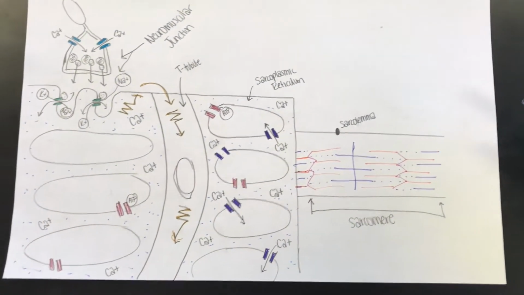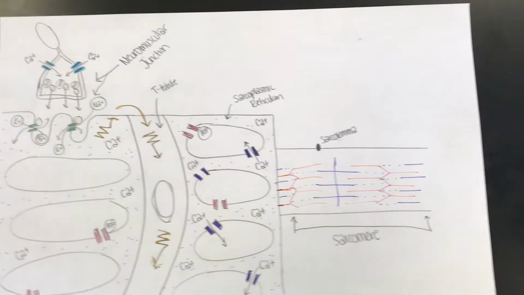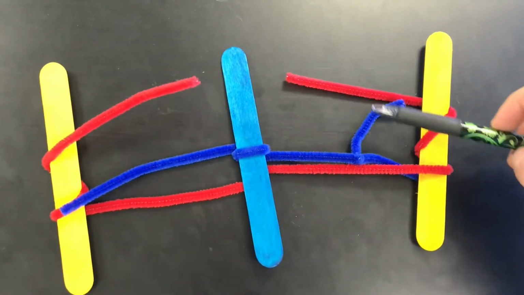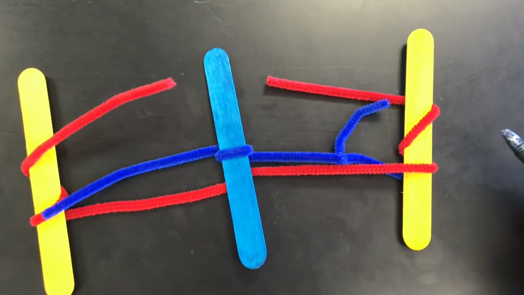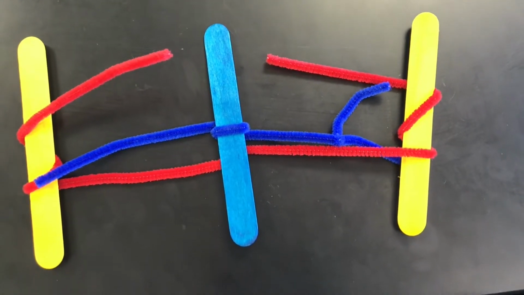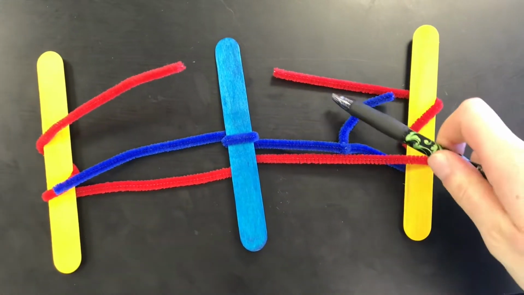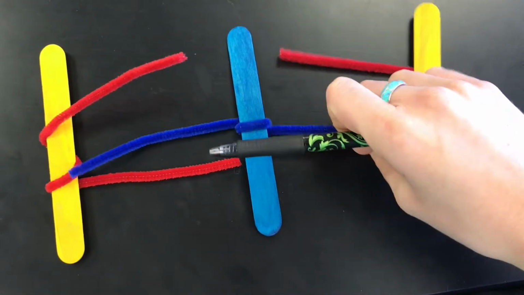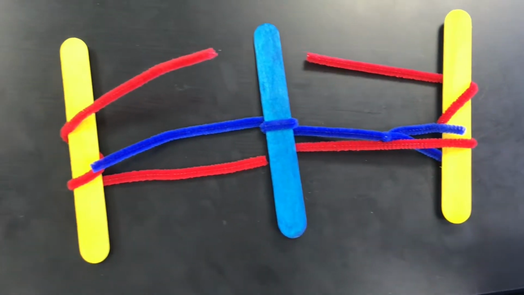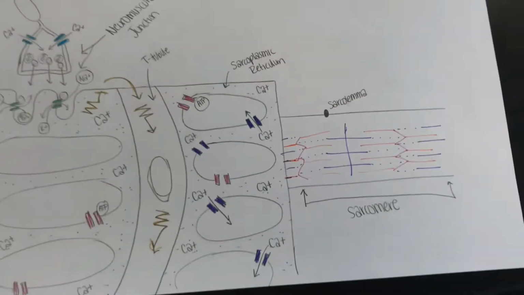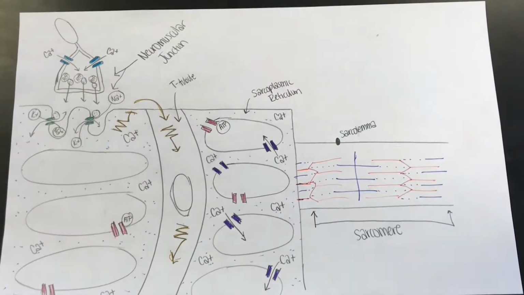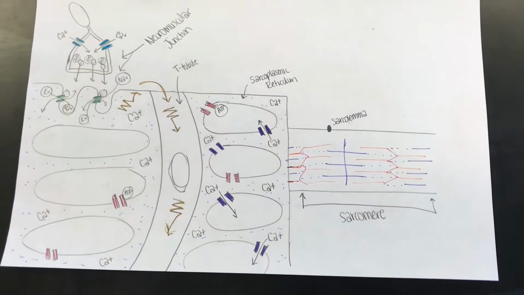ATP is needed also to cock the myosin head so that it can bind to the active site. Without ATP, this head would not cock and could not perform a power stroke. ATP is also needed to detach the myosin head from the tropomyosin complex so that it can perform another contraction. Without ATP, the myosin head would stay attached to the actin and would prevent another contraction from occurring.